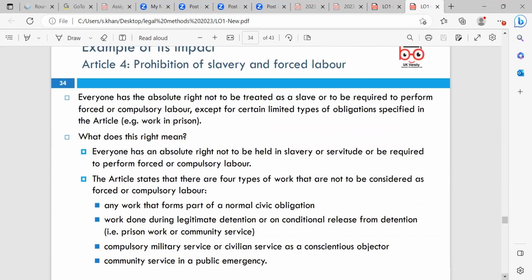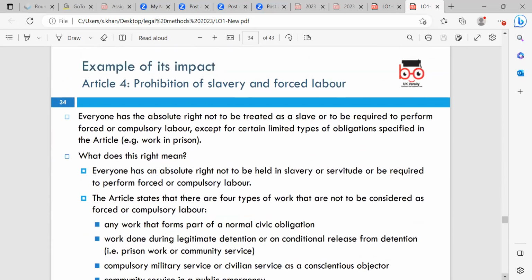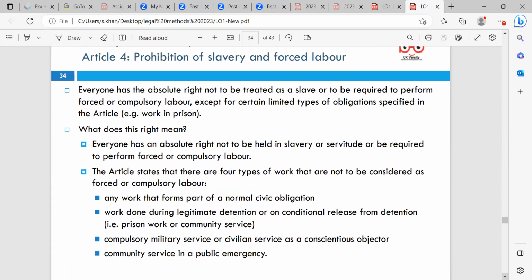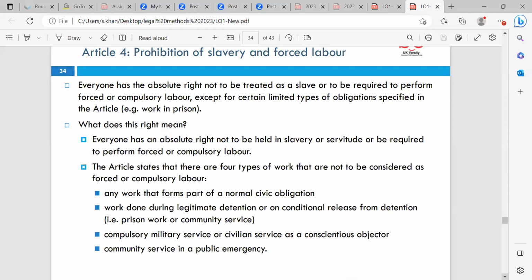Example of its impact. Article 4 is the prohibition of slavery and forced labour. Everyone has the absolute right not to be treated as a slave or to be required to perform forced or compulsory labour, except for certain limited types of obligations specified in the article. For example, work in prison.